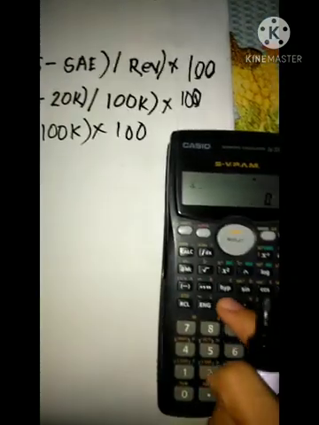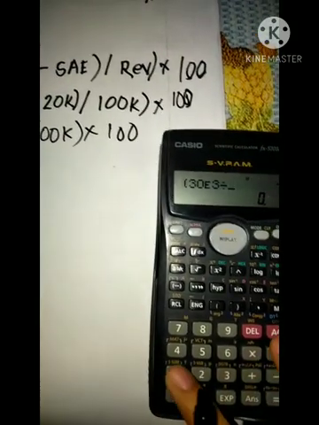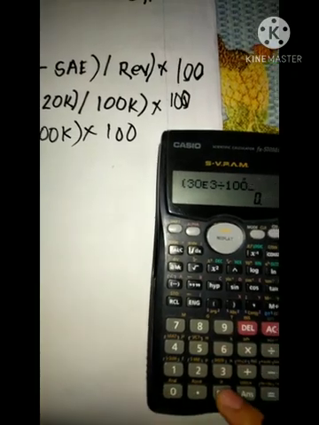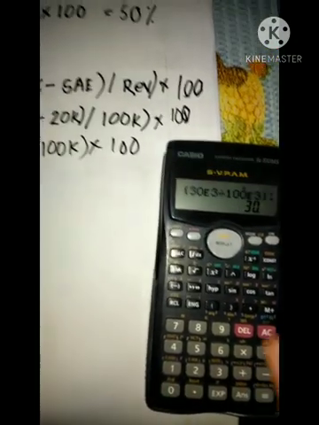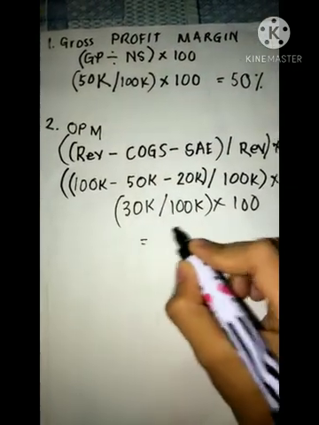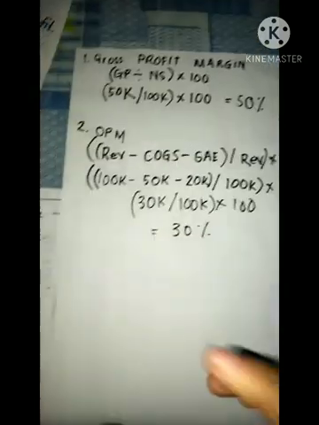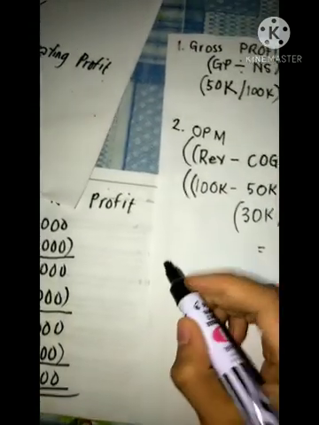So, pwede na tayong mag-direct, no? So, 30,000 divided by 100,000, multiply the answer to 100. So, the operating profit margin is 30%. Okay? Tandaan na ang profit margin is always percentage. Okay? Hindi siya pwedeng maging whole number. Percentage siya.